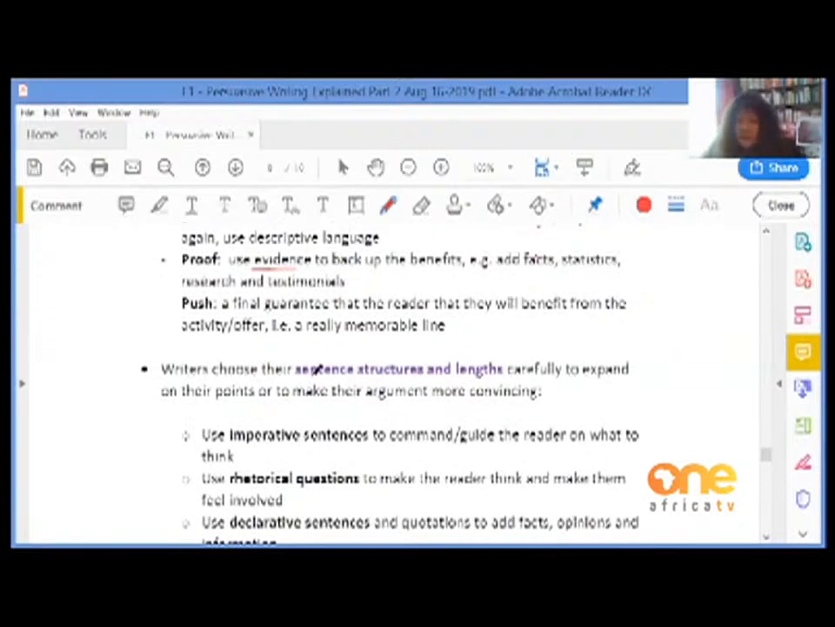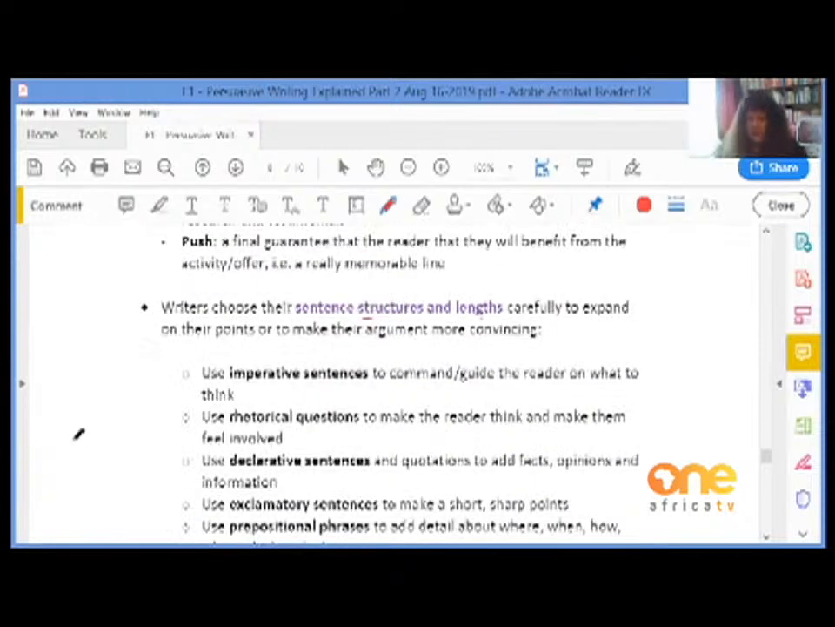Also, when the writer's writing an argumentative essay, you must be careful about the structure and length of your sentences. You can use imperative sentences to command or guide the reader on what to think. Okay, you're trying to guide them into thinking your way, so you'll use a short, "You should really use this new product we've got for washing." Okay, so you're kind of ordering them to do it.